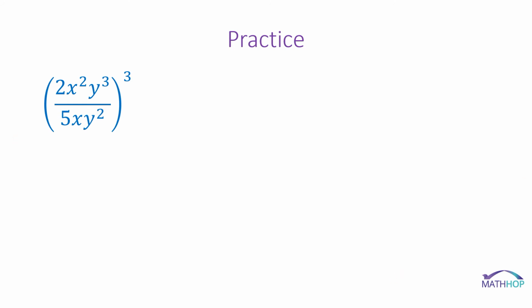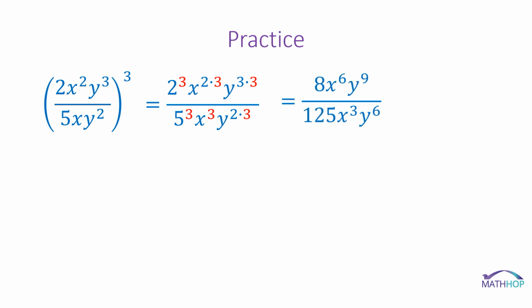Let's see what this looks like. So we have, distributing that power of 3 in red, 2 cubed, x to the 2 times 3, y to the 3 times 3, all divided by 5 cubed times x cubed times y to the 2 times 3. Simplifying this all down, we get 8x to the 6th, y to the 9th, divided by 125 x cubed y to the 6th. You may think we're done.